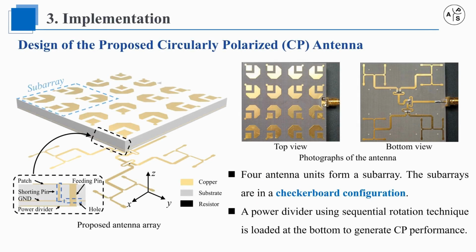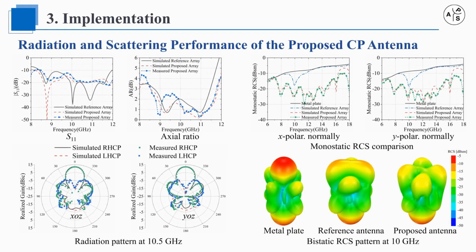The metasurface antenna units and their mirror units can form a circularly polarized antenna array. The units are arranged in a 4x4 array with a checkerboard configuration. A power divider using sequential rotation technique is loaded at the bottom. The Metasurface-Inspired antenna array is fabricated and measured. The results show that it has broadband impedance and axial ratio characteristics. In addition, due to the phase cancellation between the adjacent metasurface units, the scattering pattern is deflected in 4 directions. The monostatic RCS of the array is reduced by 10 dB from 7.6 to 16.2 GHz.